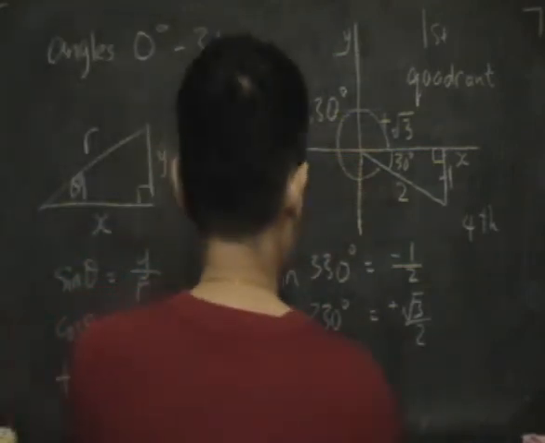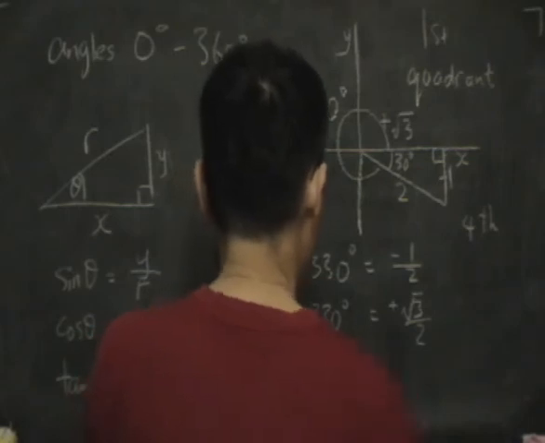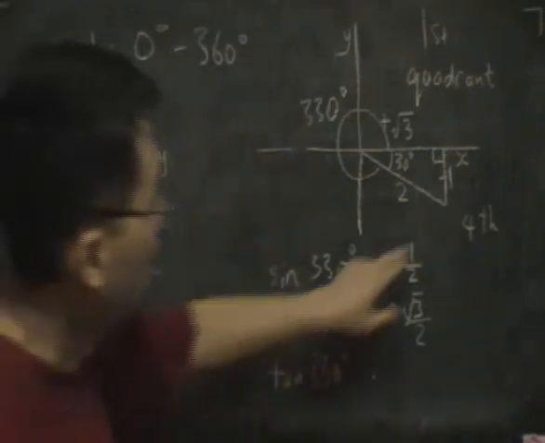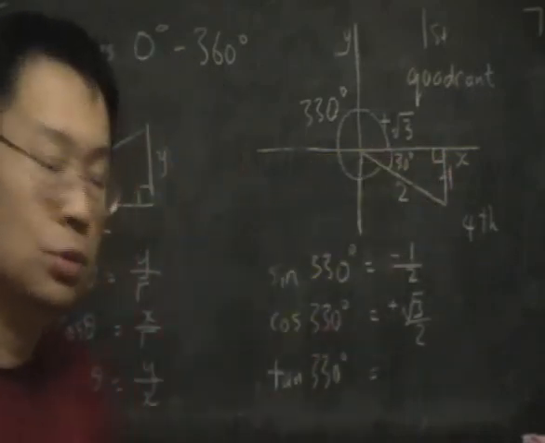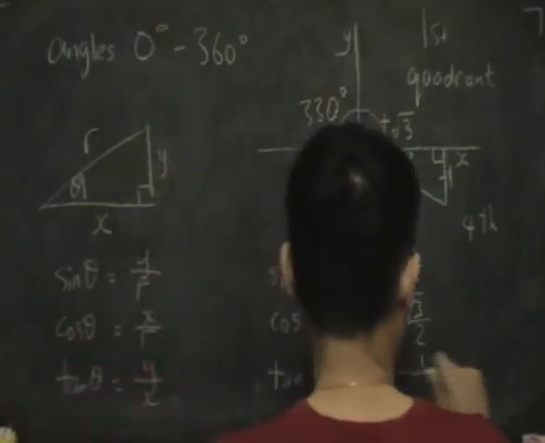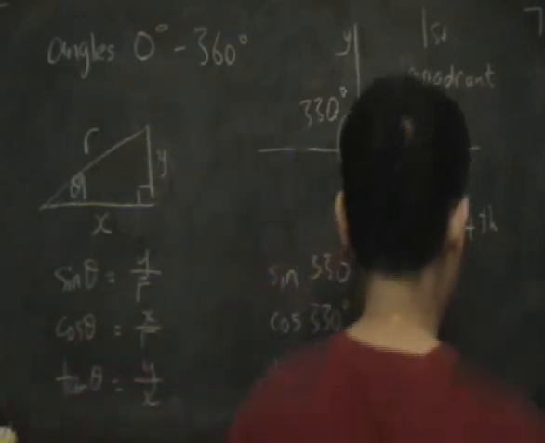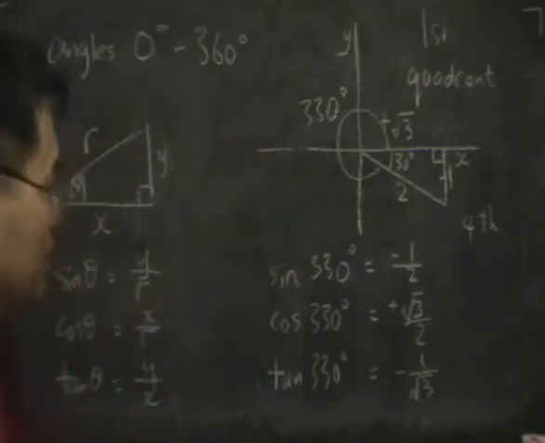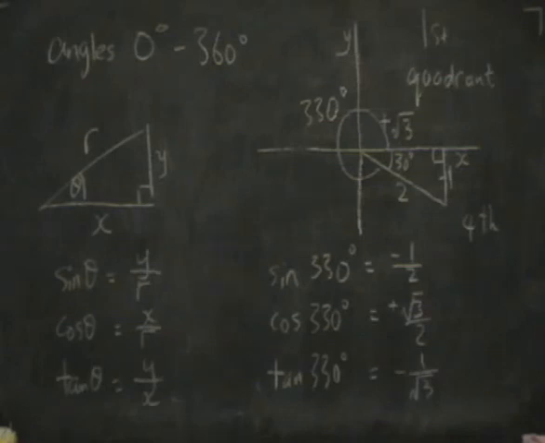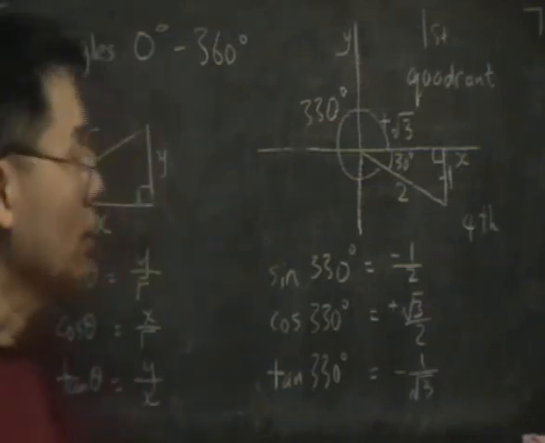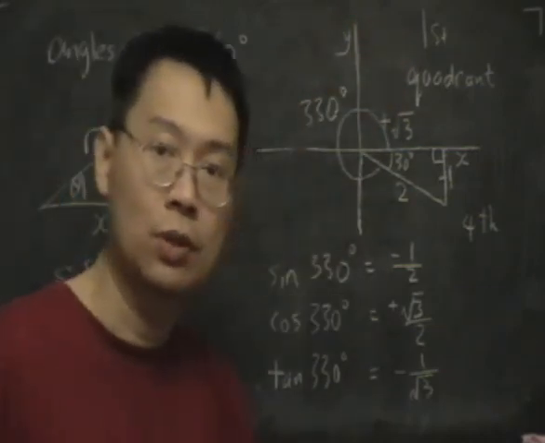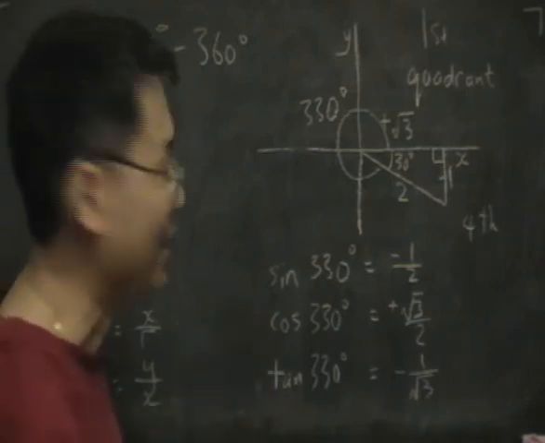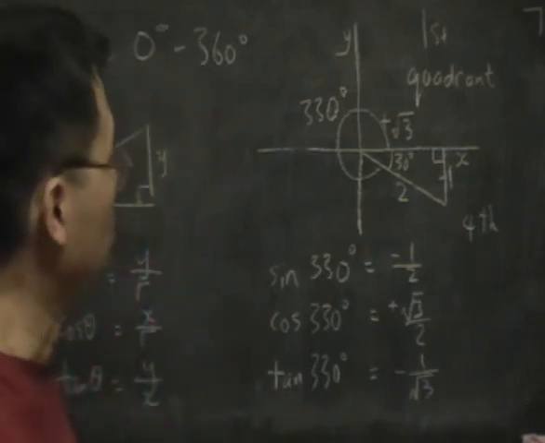Finally, tangent 330 degrees. Opposite -1 over √3. A negative number. So this is how we would get the answers and the signs for angles in all 4 quadrants of the graph, or of the xy plane, as we call it.